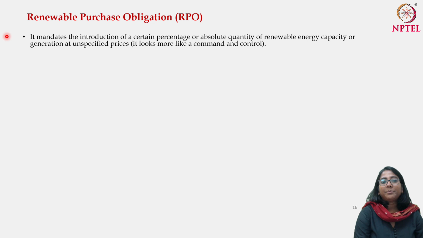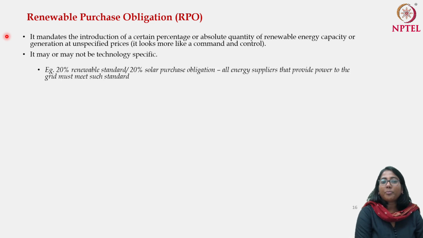What does it do? It basically mandates the introduction of a certain percentage of absolute quantity of renewable energy capacity or generation at some unspecified price. Therefore, it may or may not be technology specific. It can say that this certain percentage of absolute quantity of renewable energy sometimes has to come from solar, or from wind, or sometimes it's pretty general and says that it has to come from renewables. So what does it exactly mean?